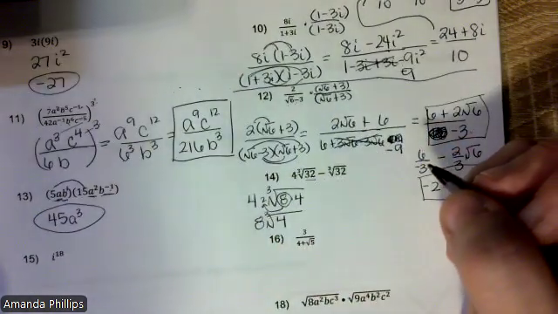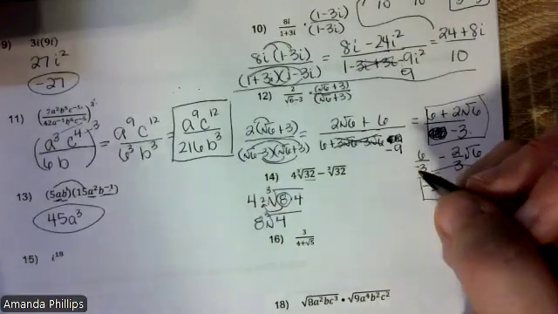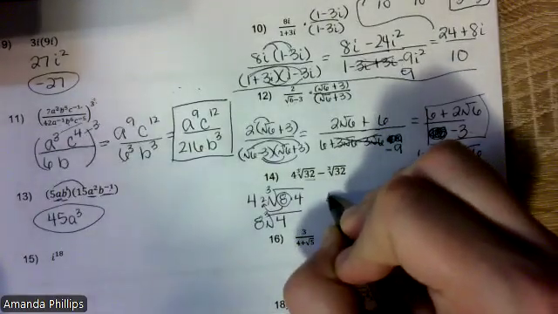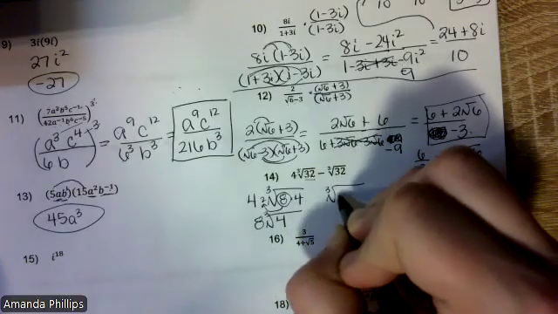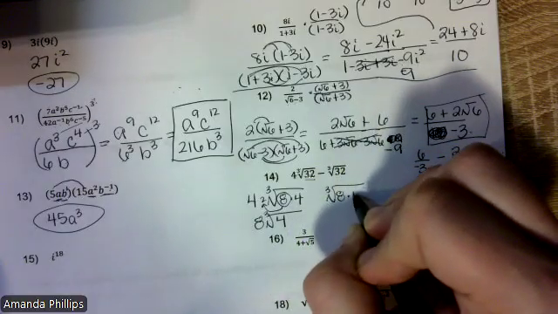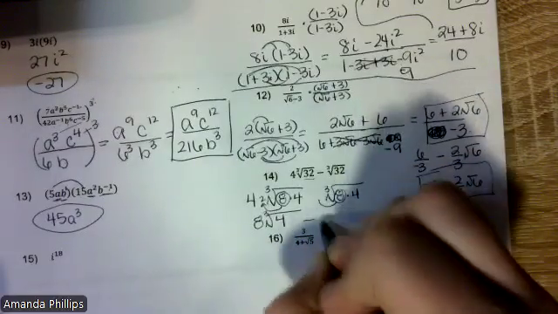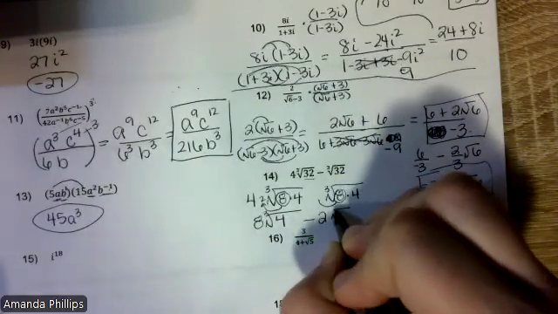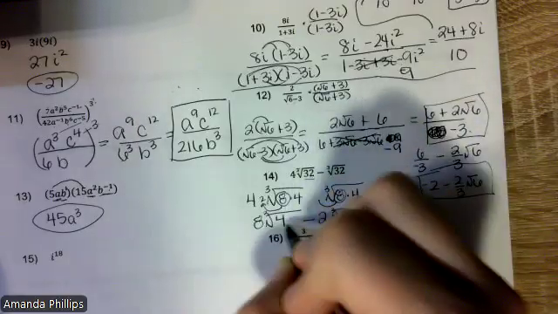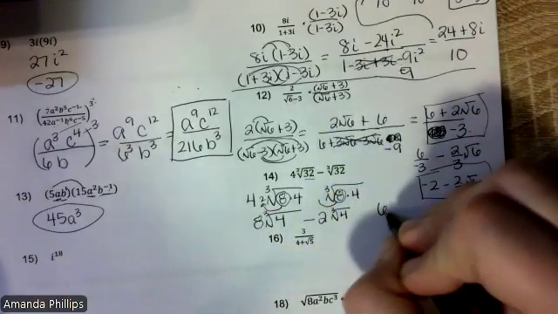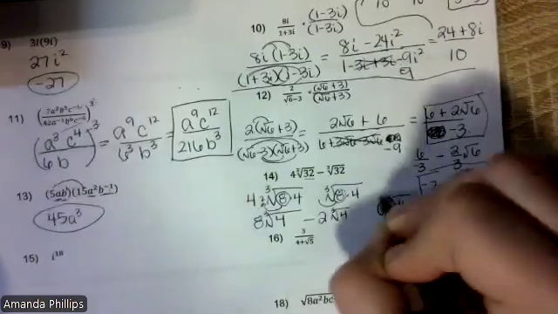32, I can do that as well. And it's the same thing. So let me do it this way, and then I will tell you what you could do differently if you wanted. Cube root of 8 is 2, cube root of 4. 8 minus 2 is 6, so we have 6 cube root of 4.